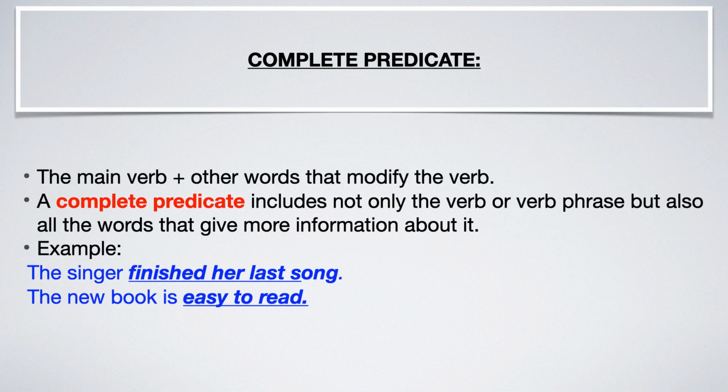Second one is complete predicate. In a complete predicate, you can find the main verb plus other words that modify the verb. A complete predicate includes not only the verb or verb phrase, but also all the words that give more information about it. Example: the singer finished her last song. Here finished her last song is the predicate. Here finished is the verb. With that you can see more words that give more information about the verb. The new book is easy to read.